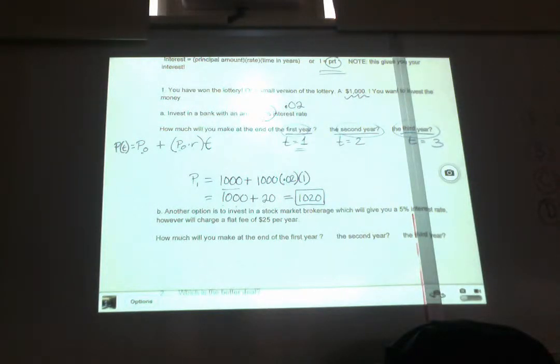P2 and P3. Okay, this is what we did for P1. It's going to set up exactly the same. Okay, so rewrite it with a little 2 there and plug it in your calculator.